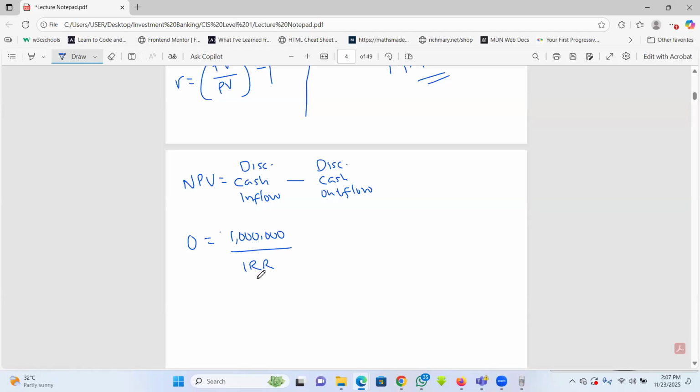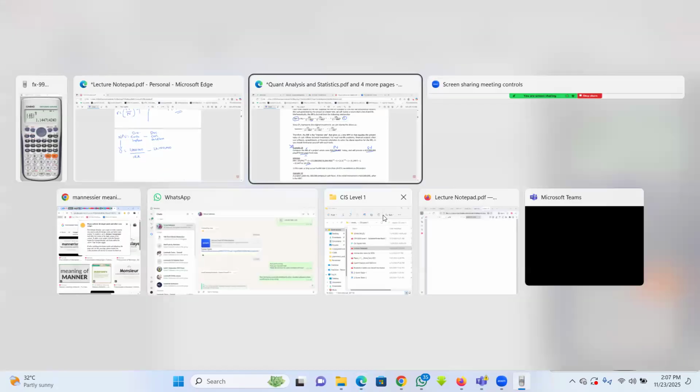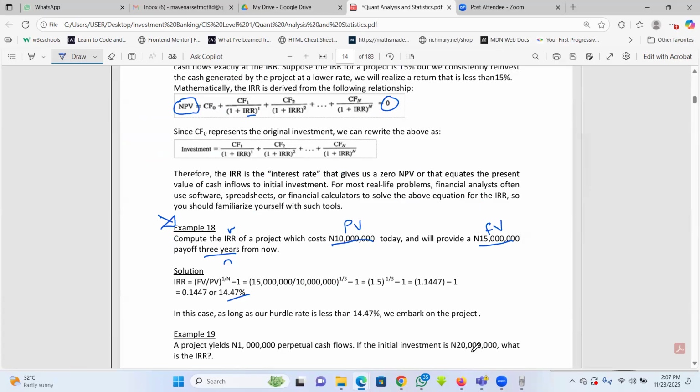But you know that IRR is the discount rate that makes your NPV equal to 0. So we are discounting the cash inflows by that IRR, which we don't know, minus the discounted cash outflow. What is our cash outflow? Is it 2 million or 20 million? Inflow or outflow? Outflow. 20 million.